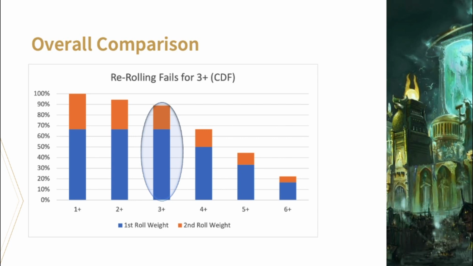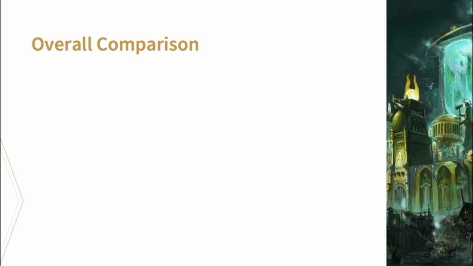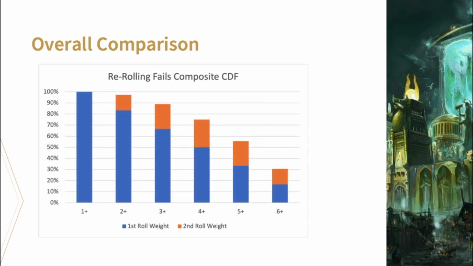So the CDF of 2+ for the 2+ cutoff, the CDF of the 4+ for the 4+ cutoff, and so on. So on screen we see the 3+ version. As we see here on the screen now, with the composite CDF in both graph and chart form, which is coming up, I'd like to highlight a few things.